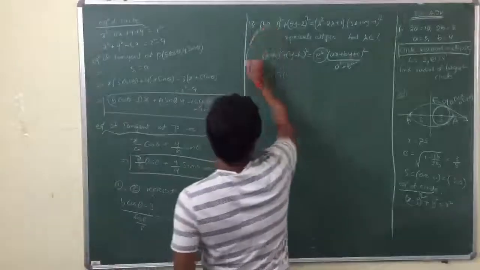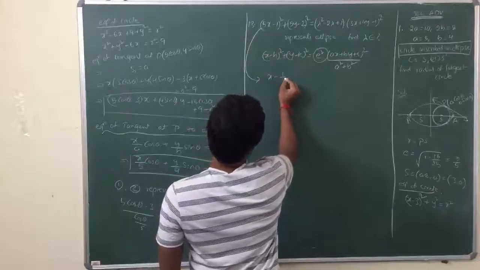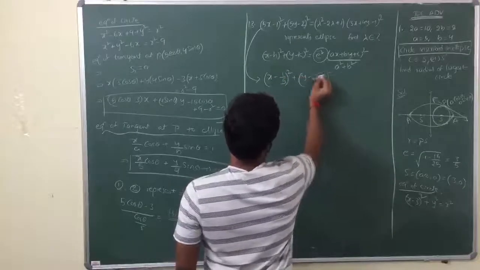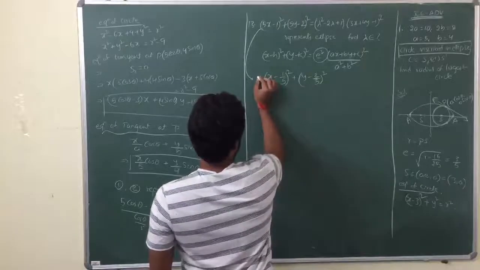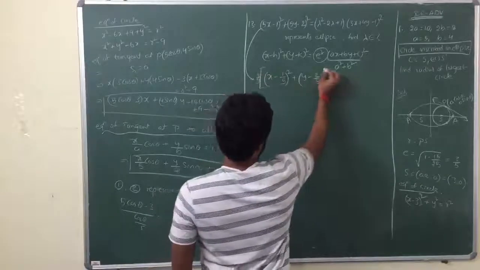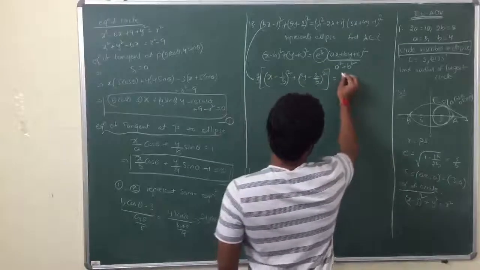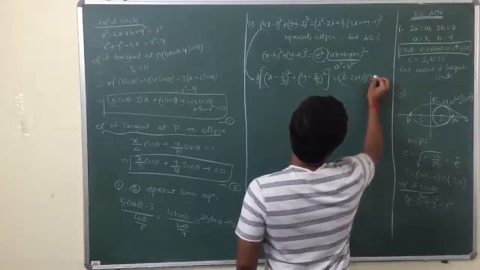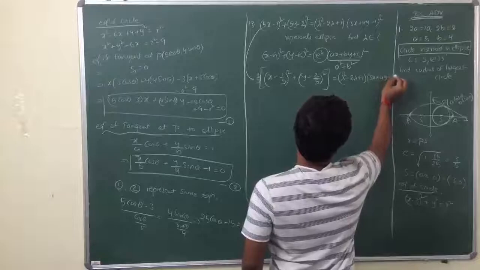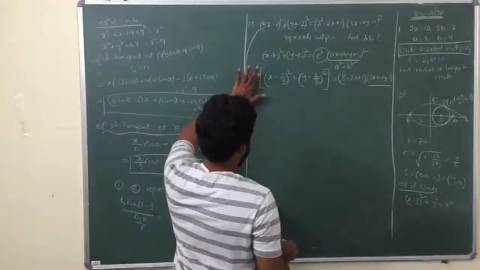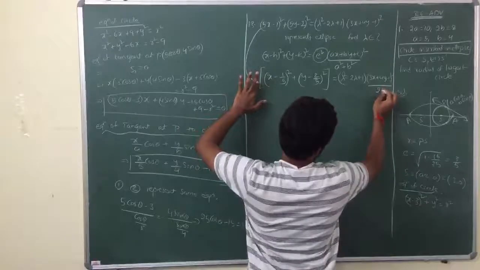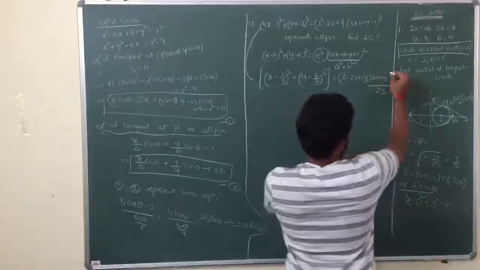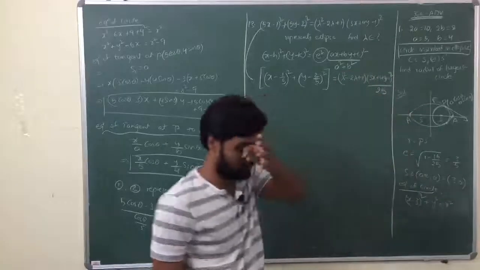Okay, look, x minus 1 by 5 whole square plus y minus 2 by 5 whole square. Okay, so 5 square common from this is equal to lambda square minus 2 lambda plus 1 into 3x plus 4y minus 1 whole square by this 5 square reduction 25. Okay, ax plus by plus c whole square by 3 square plus 4 square.